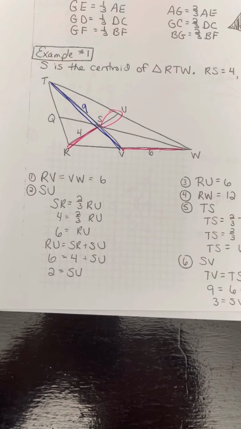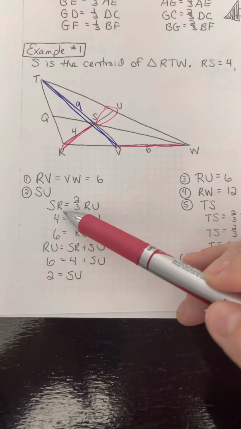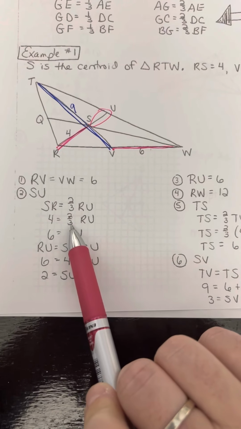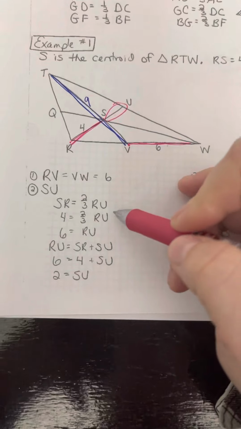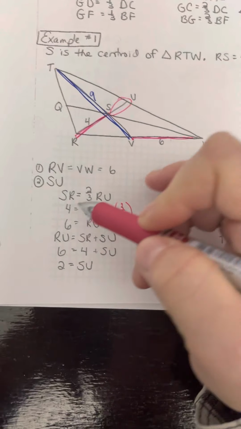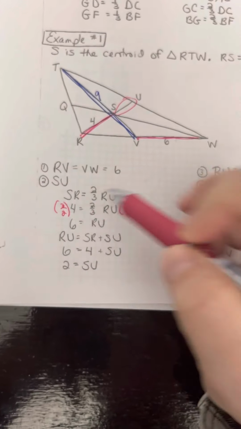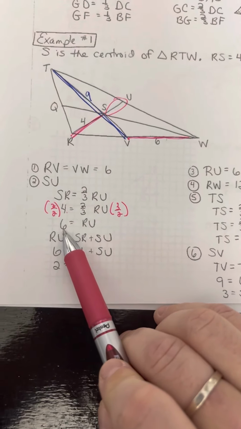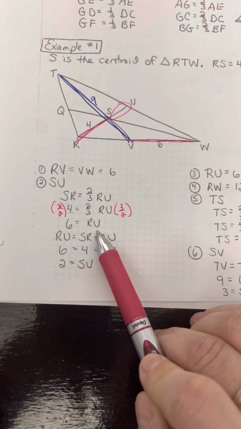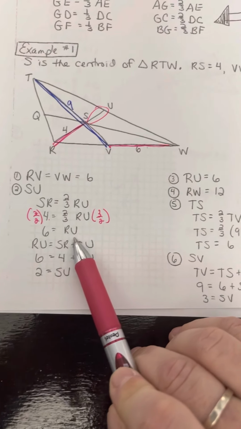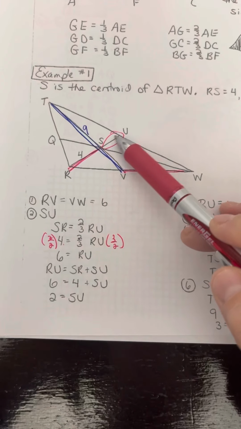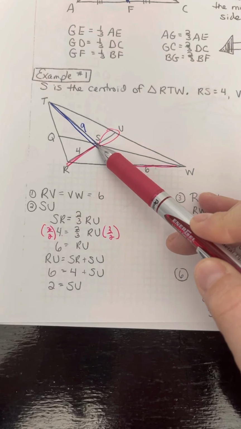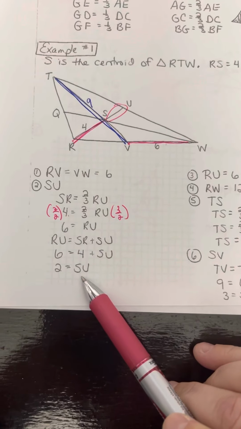And remember, of means multiply. So then I know that SR is 4, and now we have one unknown. In order to get RU by itself, we multiply both sides by 3/2. 4 times 3 is 12, divide by 2, and that gives me 6. So RU is 6. Looking back up here, if RU, this entire length, is 6, and this length is 4, that means that SU has to be 2.